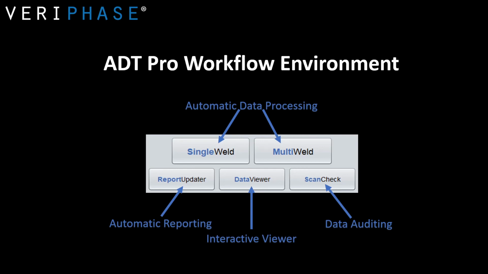Then there's automatic reporting, the interactive viewer we mentioned, and then the component more focused on quality. The interesting thing about scan check is that we've taken a lot of the data quality parts out of it and put them into these other components. So just because you're running single weld, multi-weld, report updater, or data viewer doesn't mean you're not getting that scan check component of data quality. It's interspersed throughout. The standalone module of scan check is really made for people who might not have the in-depth knowledge, or who just want to run a quick data audit on a single weld or a batch of welds without having to open them and dig through them, or maybe don't have the experience to do that manually.